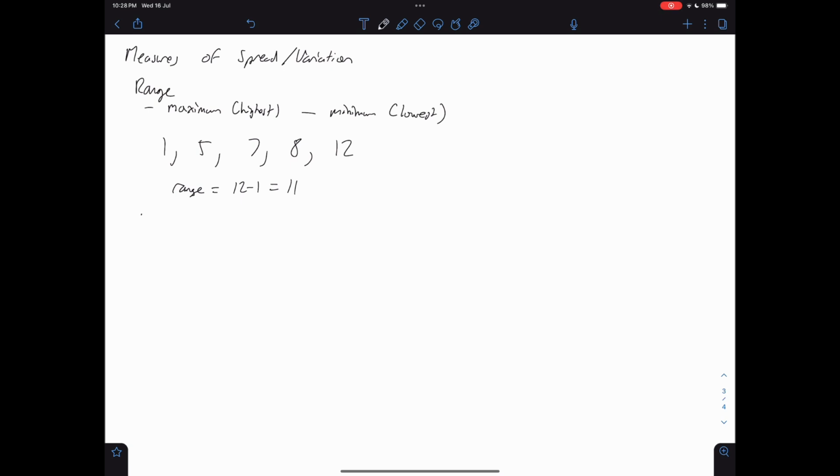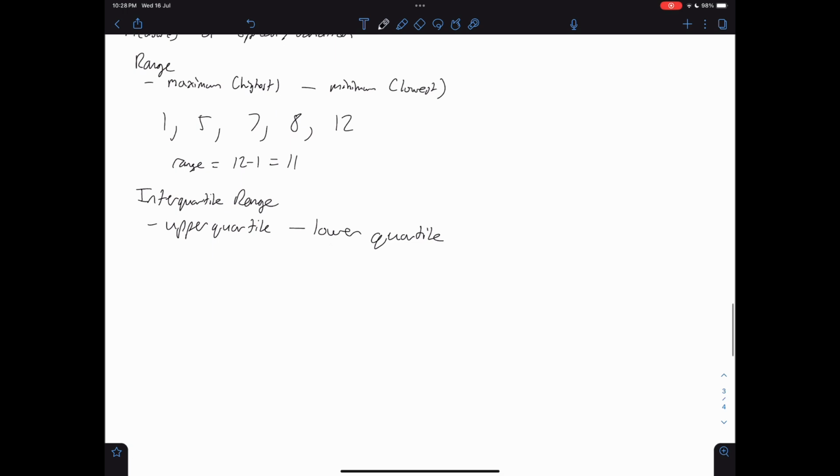The second one will be the interquartile range. And this is given by the formula upper quartile minus lower quartile. So this word quartile, hopefully you will be hearing that word quartile and be thinking of the number 4, or quarters.